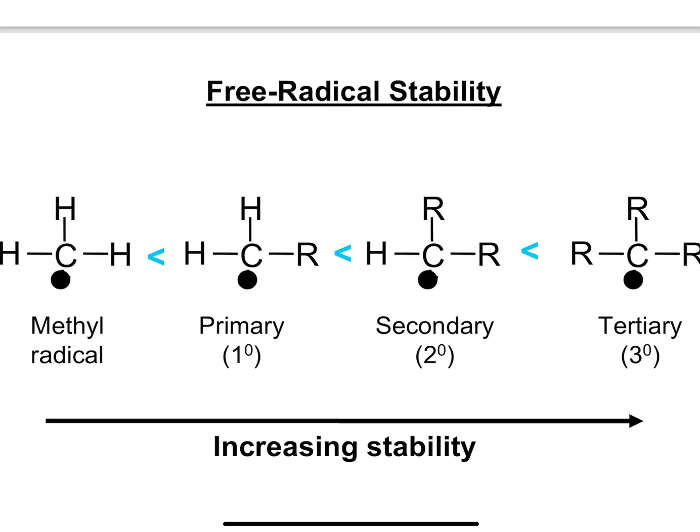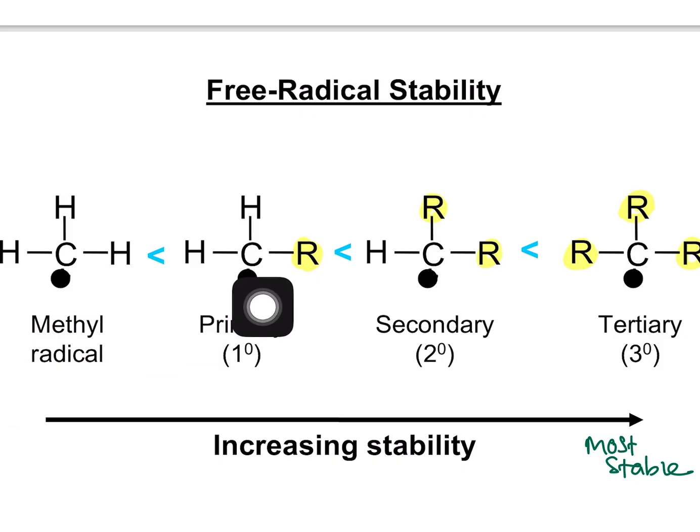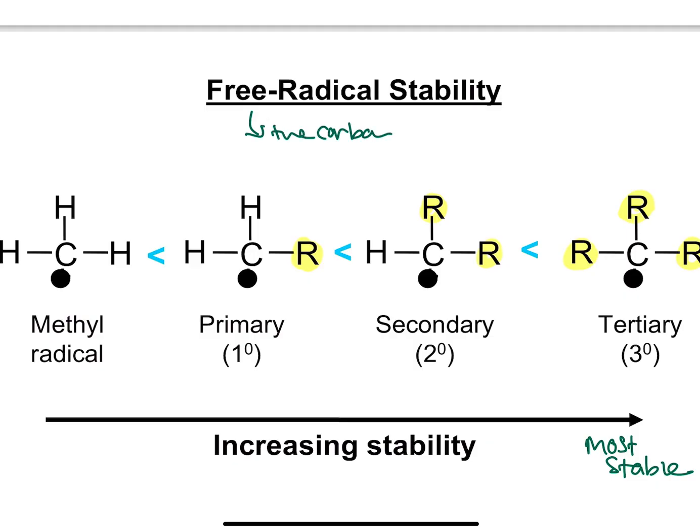So, as you can see, tertiary free radical is the most stable, followed by secondary and then primary, because free radicals here indicate the center, the carbon has less electrons.